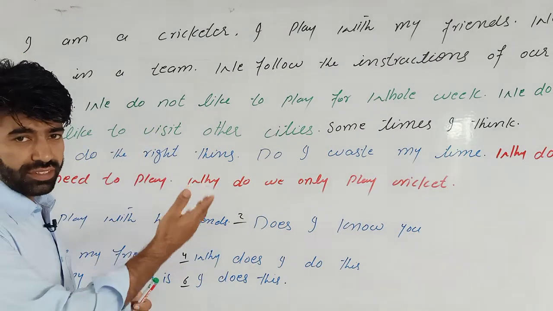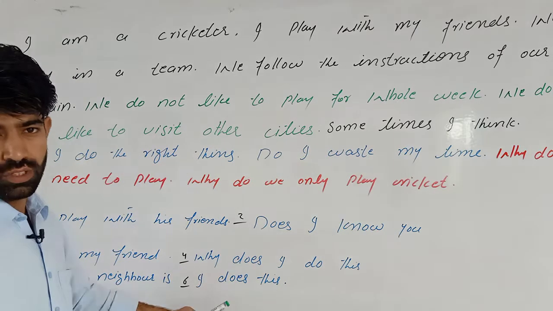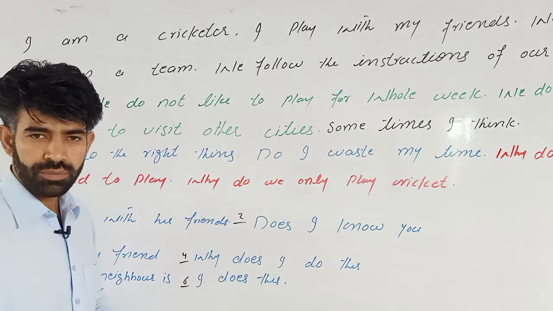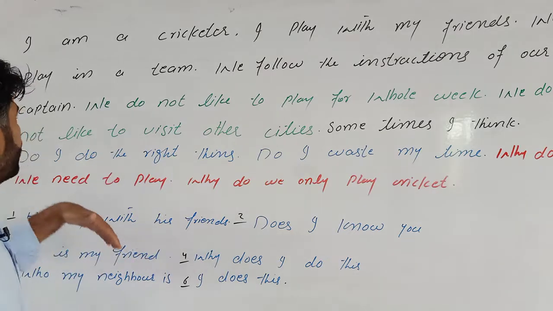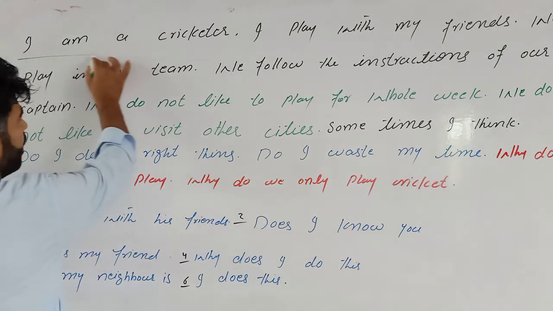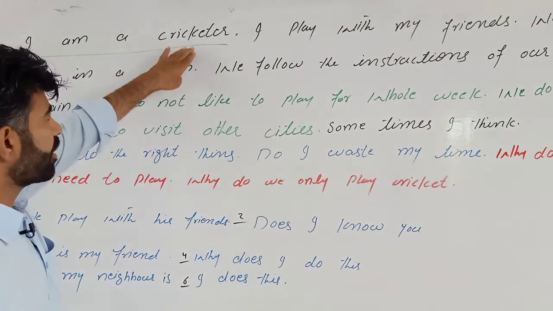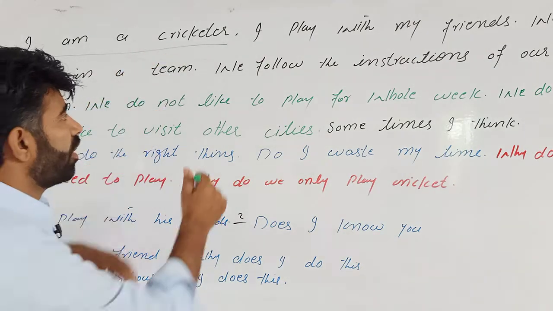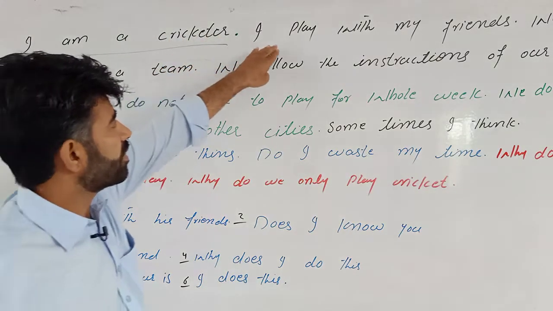I have written a few positive, negative, interrogative sentences, and then at the end I have written a few sentences full of problems. So we are going to find out the problems, the mistakes, and then we will talk about it in detail. I am a cricketer. This is a sentence of present indefinite tense. You may see that this is a positive sentence with a full stop at the end. And this is the second sentence.